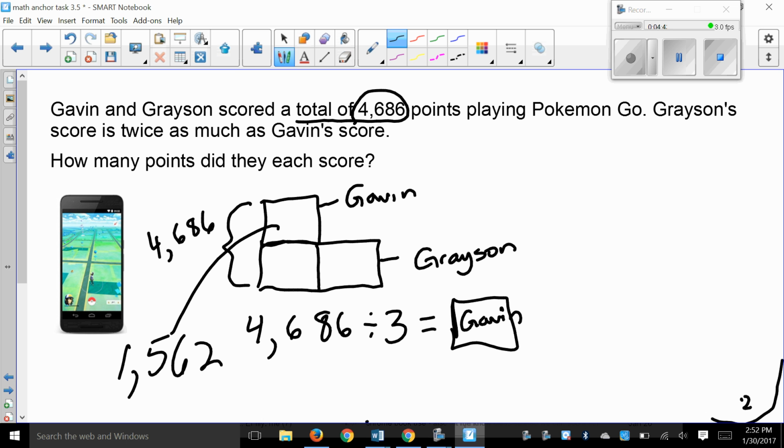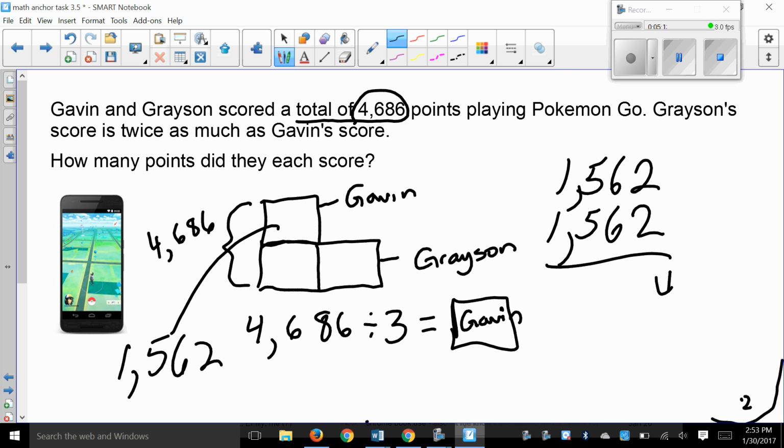All right, so I now know that each part has a value of 1,562. That means that Gavin has scored 1,562 points, and Grayson has scored not 1,562, but 1,562 and another 1,562 because we have two parts here. So I can add it to itself, or I can multiply by 2. Either one will get me the same answer.